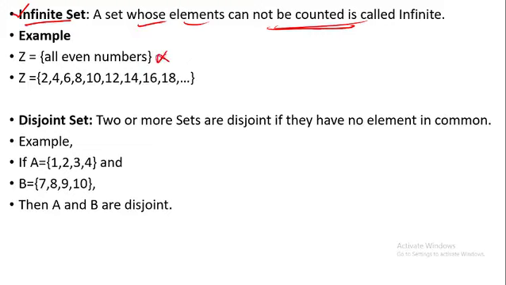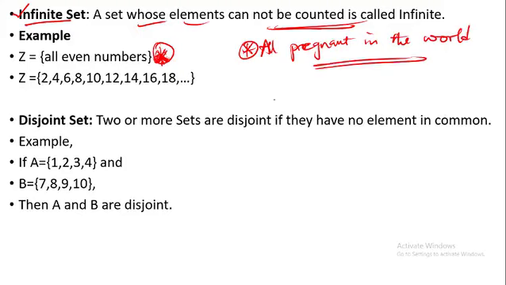It will not be possible for you to list all the even numbers, or someone telling you to write the names of all the pregnant women in the world. Oh my God, when will you finish that project? All pregnant women in the world. That's an infinite set because it will not be achieved or attained.